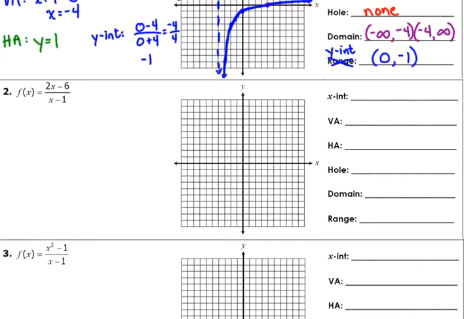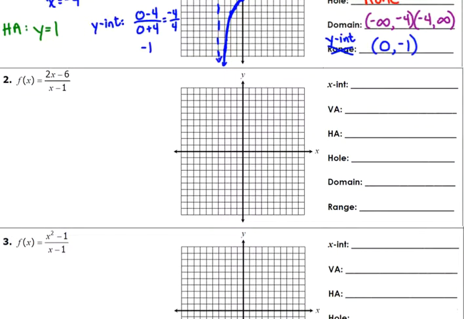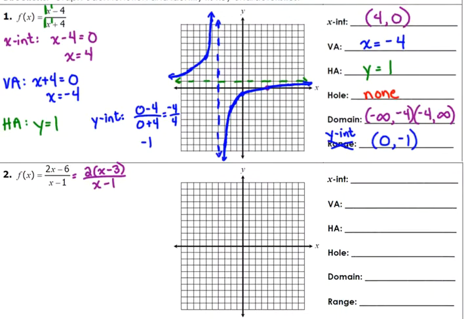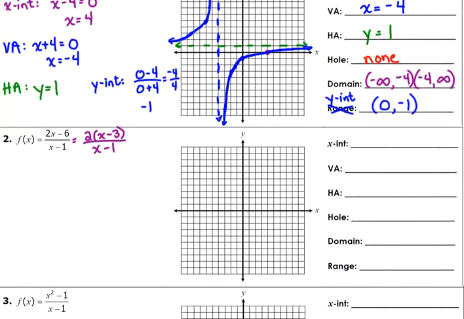Okay, let's do number 2. So step 1, we're supposed to simplify. Simplifying requires factoring. Can we factor? It's not going to simplify, but we can factor. We can factor a GCF of 2 out of that numerator. Now, nothing's going to cancel, but we can factor. Why not factor? Okay. So no simplifying here.